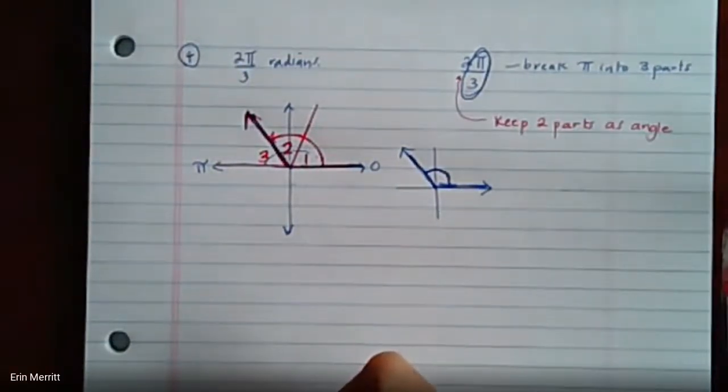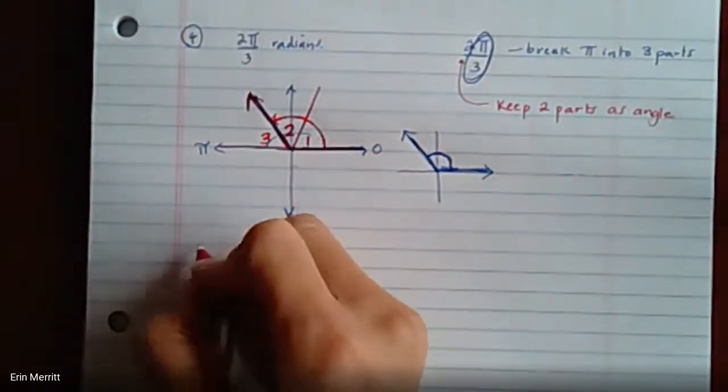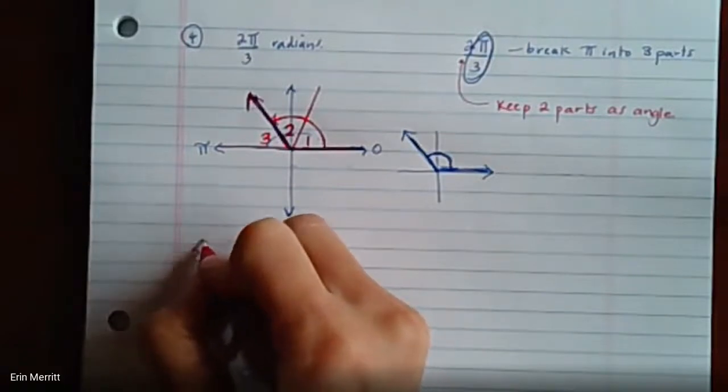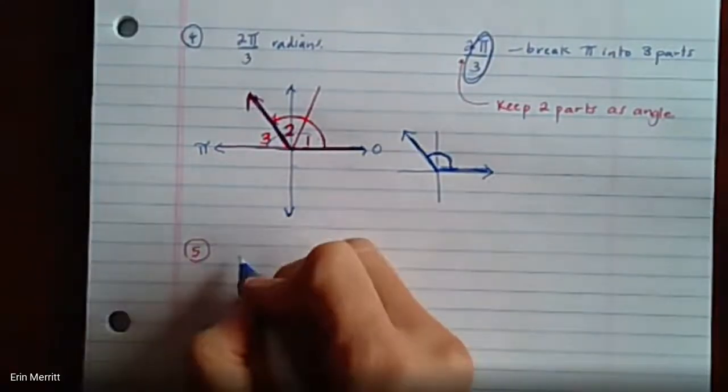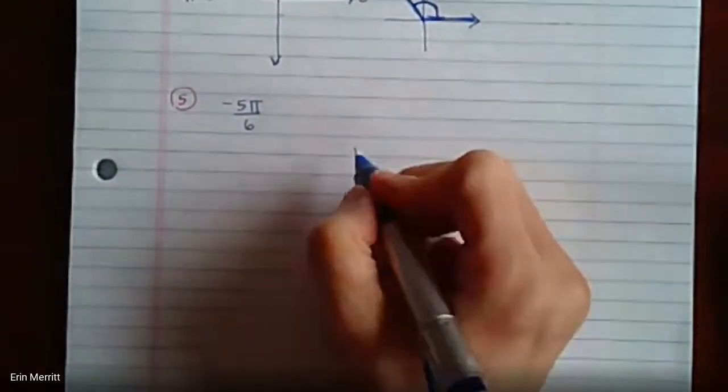And then you could make that same argument. If we said, let's break it up over 6 or break it up over 8, you just might have to do some practice with it. So like I think the last one I had written here in my notes was to do negative 5 pi over 6 radians. So since it's negative 0 to pi, you're going the bottom half, right?